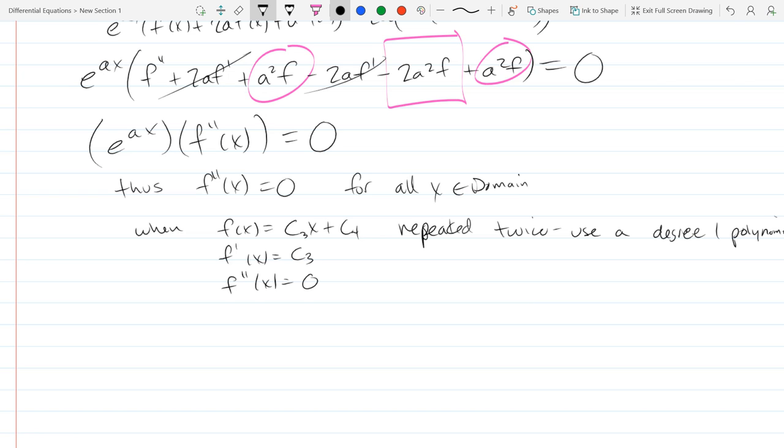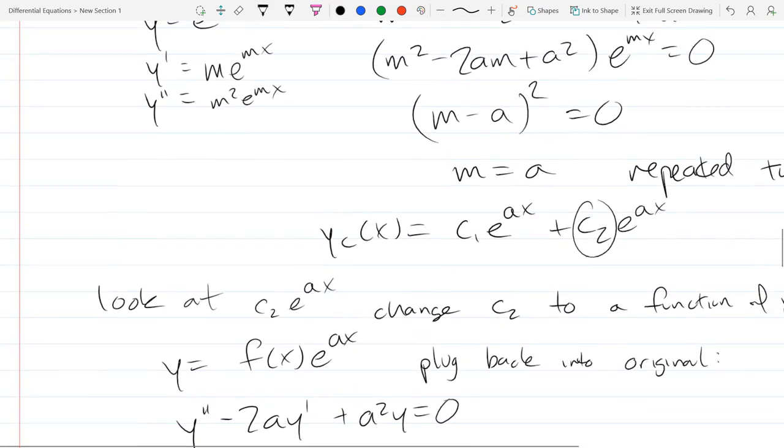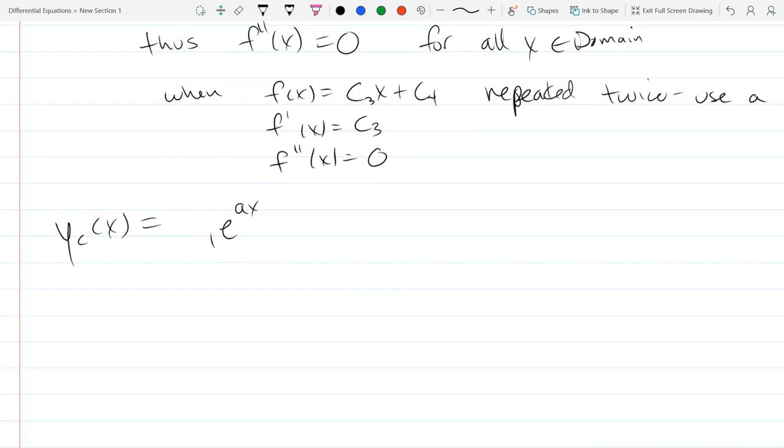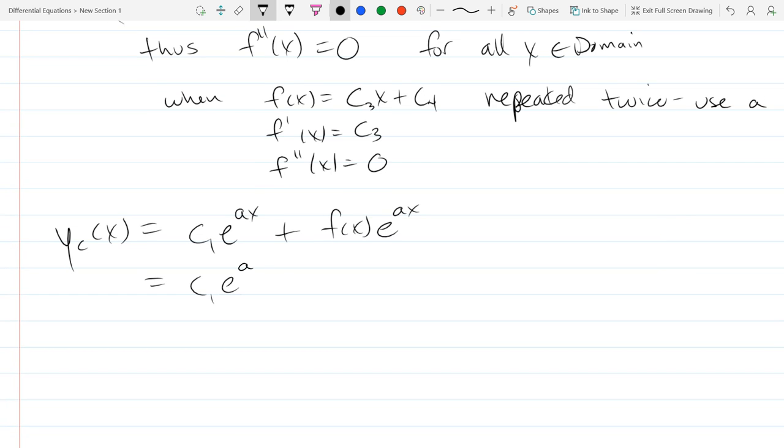And right now, we should be able to tell why using Greek letters is reasonable. You run out of letters real quickly. So put all this together, we're getting our solution. I think we went with c1 e to the ax, that was our first, somewhere up here, plus, so we just substituted in a function f of x, and now I'm just going to write what f is, which is c3x plus c4.